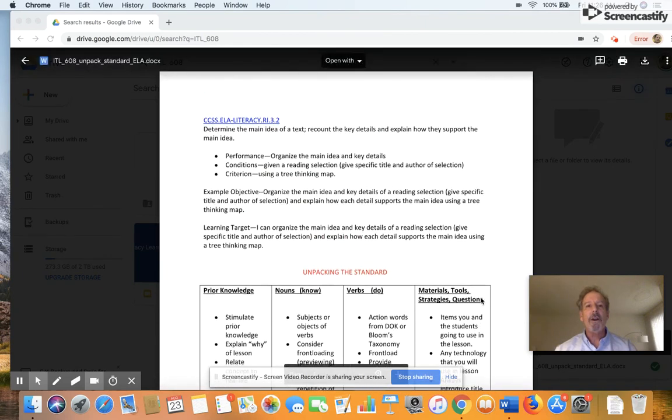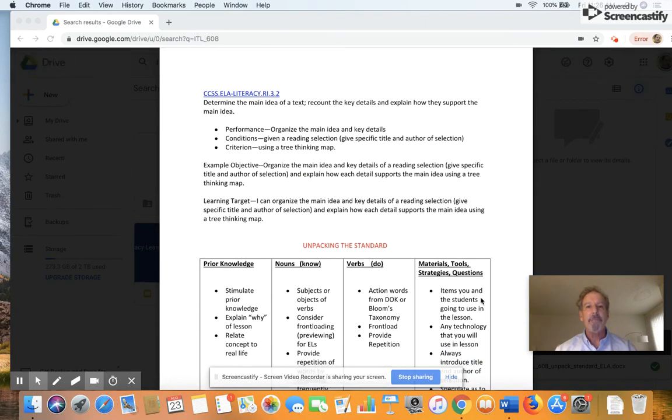The reason why you want to unpack a standard is so that you can write your learning map.